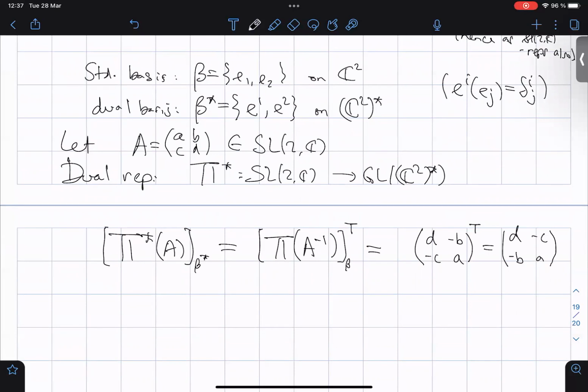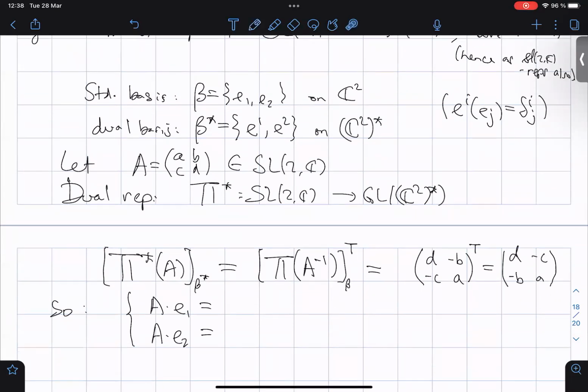So remember, what does this mean in terms of the action on the vector space? Just to be really explicit, the columns describe the action on the corresponding basis vectors. So A on E1 is AE1 plus CE2. A on E2 is BE1 plus DE2.